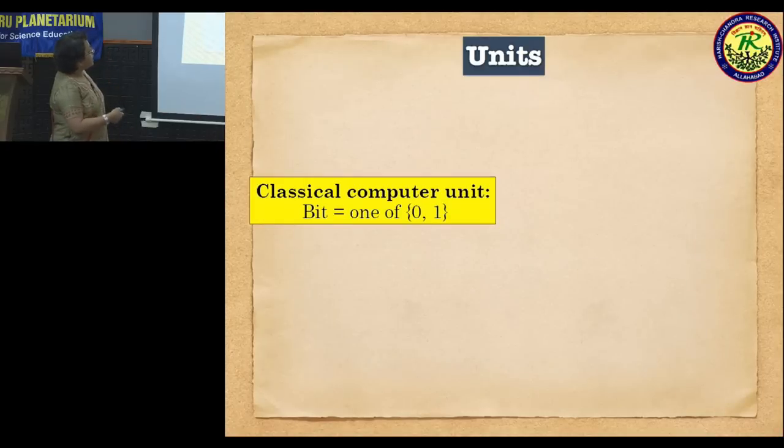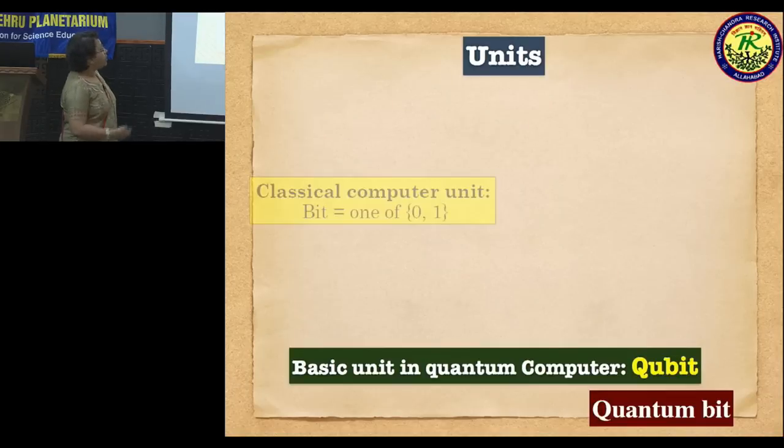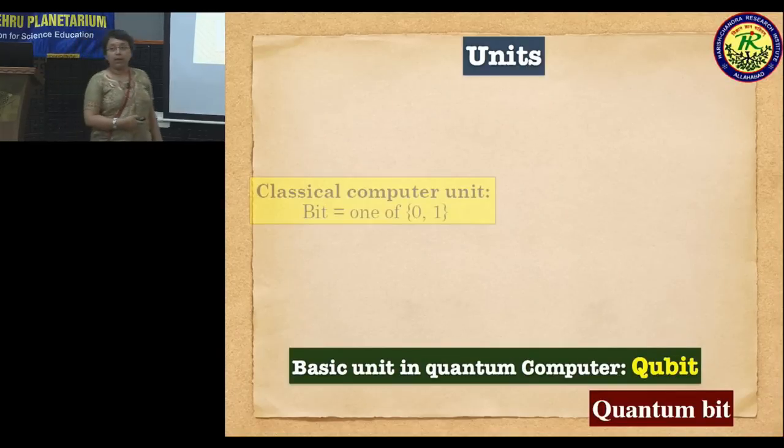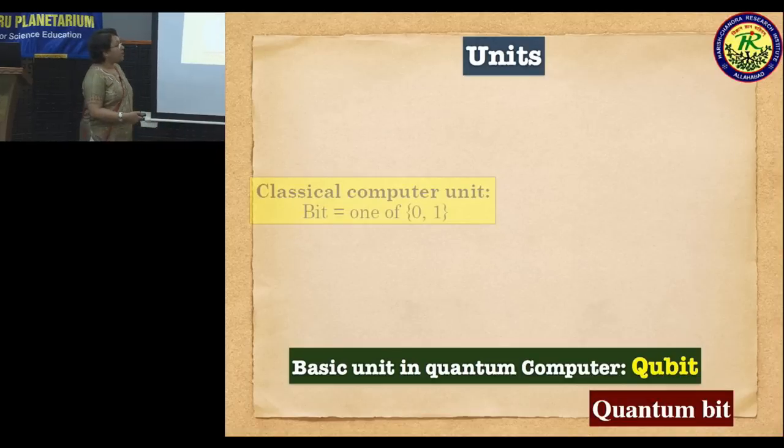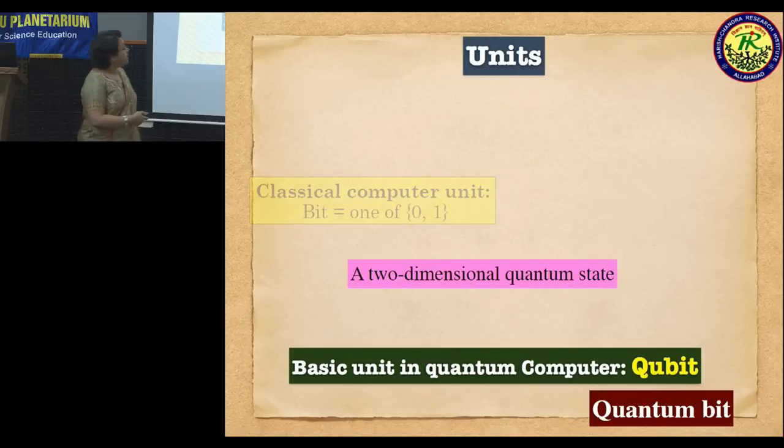So as I said, in a classical computer, the basic unit is the bit, which is one of two values, zero or one. So any input has to be translated in terms of zeros and ones. Now in a quantum computer, the basic unit is the quantum bit, in short qubit. And what is that? A qubit is an arbitrary two-dimensional quantum state.